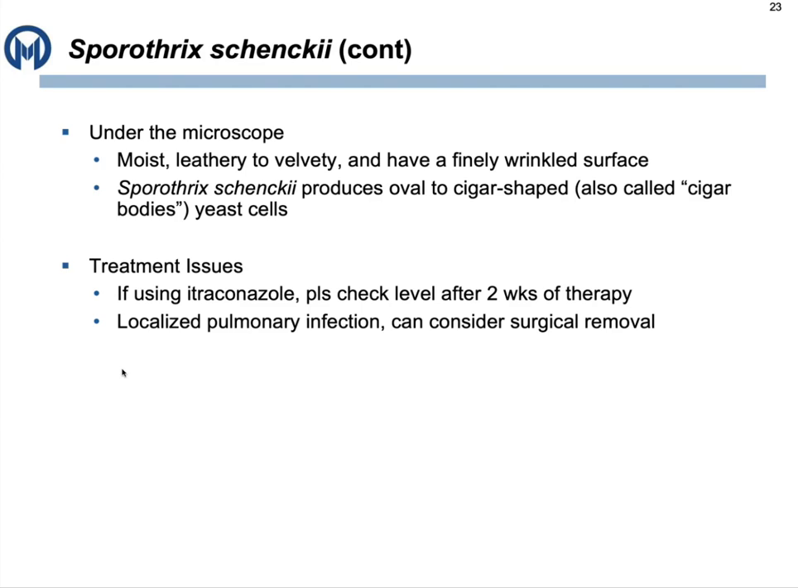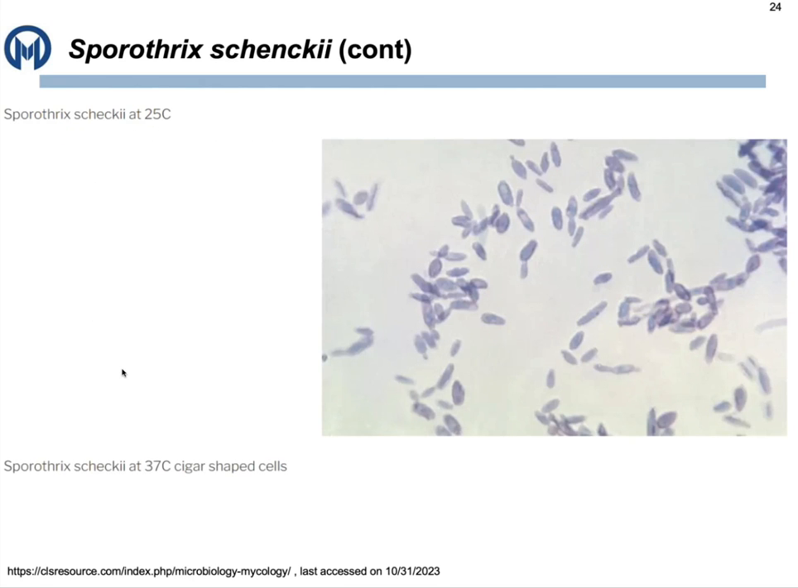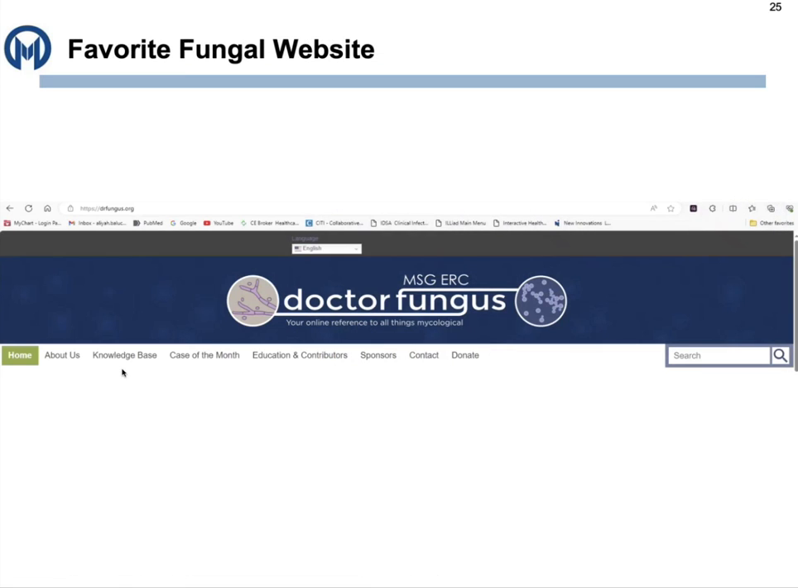The reference I was looking at was approximately 2 weeks into therapy. For localized pulmonary infection, you can also consider surgical removal. I can say when I've used ITRA, it has been a pain in the derriere to ensure that your level stays steady, your patient's absorbing it, or the fact that you can even buy it. This is the cigar bodies, and specifically at 37 degrees, because remember, it's dimorphic, so these different shapes will show up at different times.